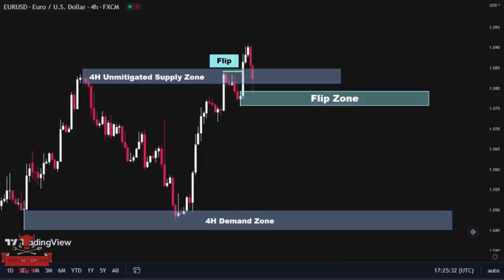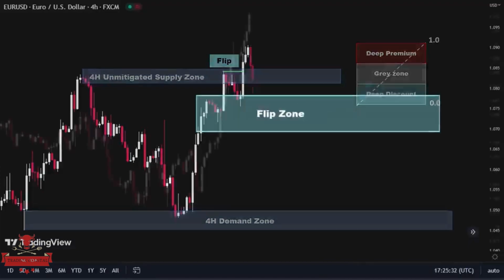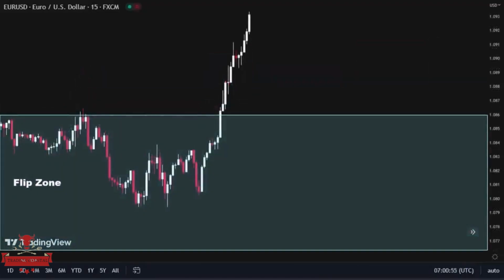Currently, as you can see, the price is within the flip zone, which aligns with the blue discount zone of the Fibonacci. Next, we will zoom in to a lower time frame to identify any market structure shift and also look for more entry confirmations. Here we have the 15-minute time frame chart.